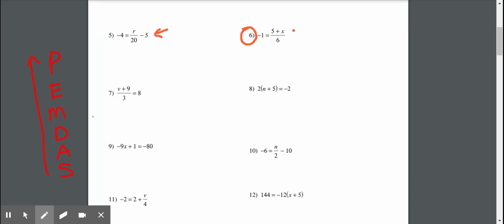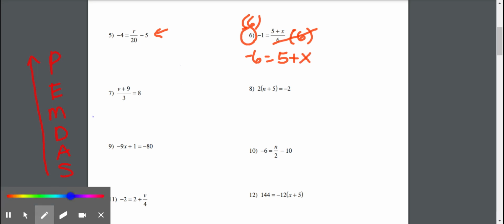So in this case, we're going to multiply by 6 on both sides first. And then we're going to subtract the 5. If we do that on the left, 6 times negative 1 is negative 6. 6 divided by 6 goes away, and we're left with 5 plus x on the right-hand side now. Since this is a positive 5, the opposite of positive is negative, so we need to subtract 5 on both sides of our equation.